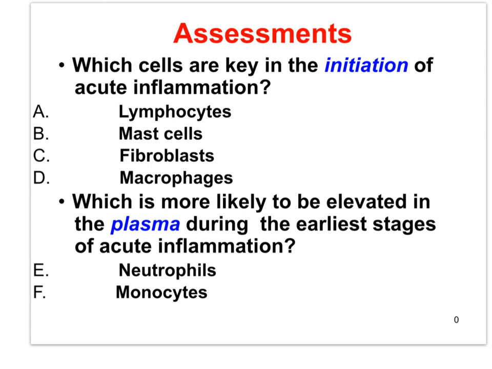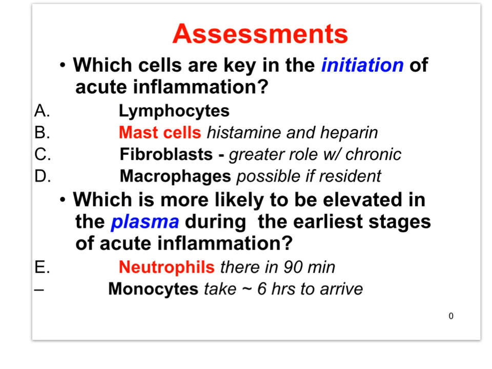Take a second and try to answer these two questions. Which cells are key in initiating acute inflammation? Focus on the initiation word and the fact that it's acute. And then think about which one of these is more likely to be elevated in the plasma in early inflammation. When you're ready, move on to the next slide.